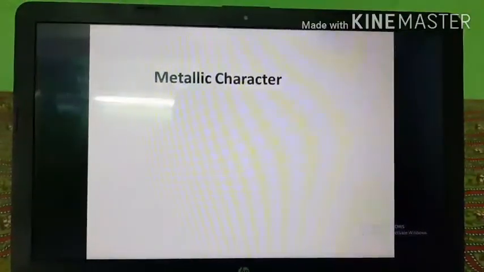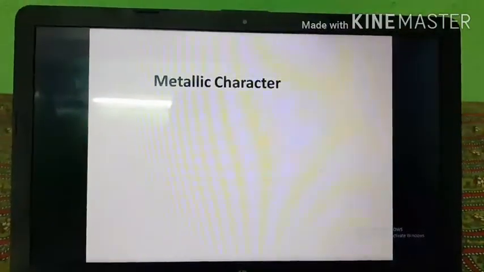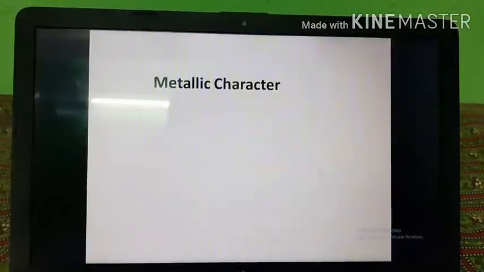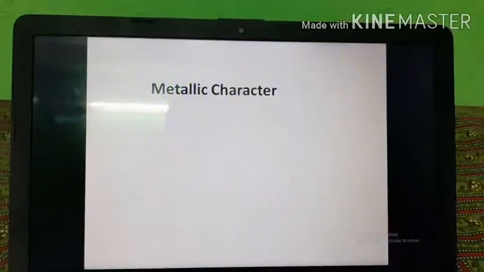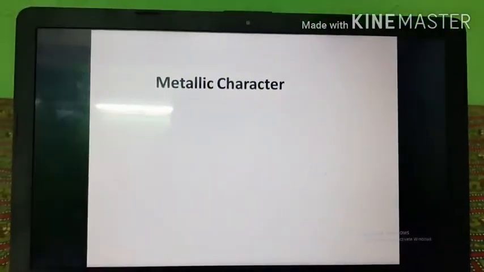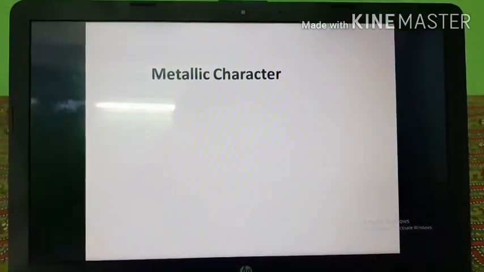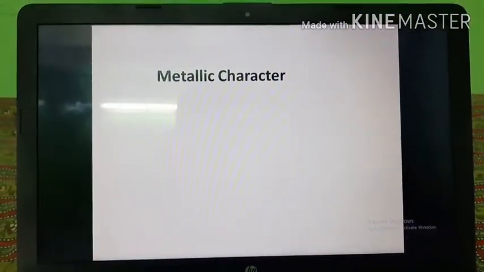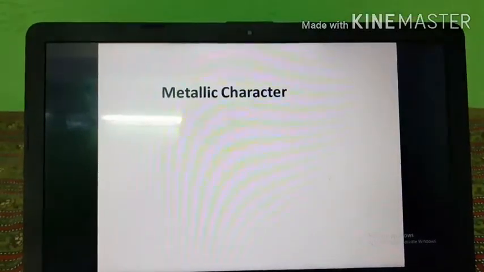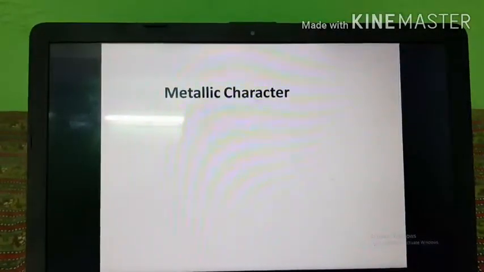Now if we move from left to right in a period, what happens there? The atomic radius decreases. Okay, one thing I forgot to tell you: from group 17 to group 18, there will be a slight increase in the atomic radius. Why will it be observed? See, the group 18 elements are the noble gases.